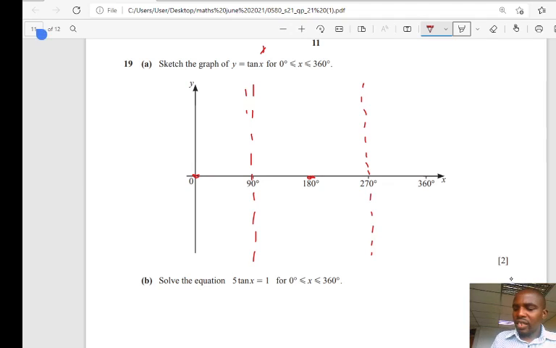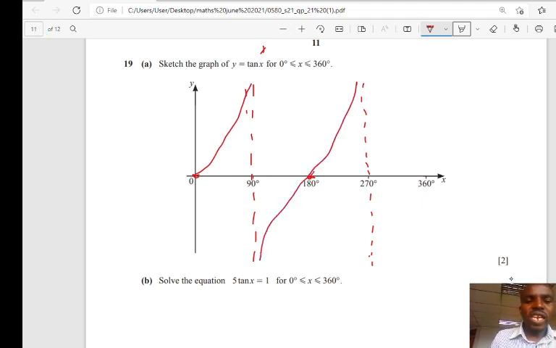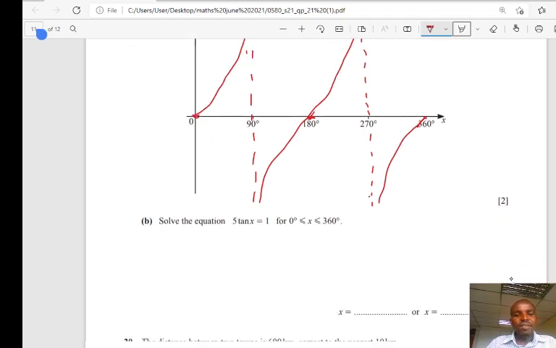This one line. Then tan 360 is 0. So there's a 0 here. Right, so your graph of tan is like this. That's the behavior. If you never cross the 90 and 270, then from this one it will be like this, right? So it will never be above 30. It's up to 360. That will be your graph. 2 marks. Then solve the equation.